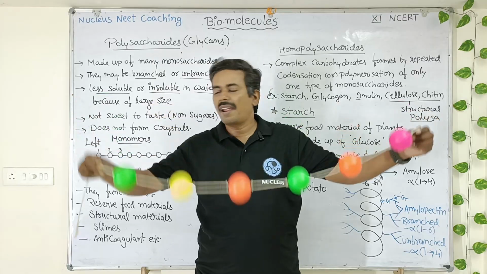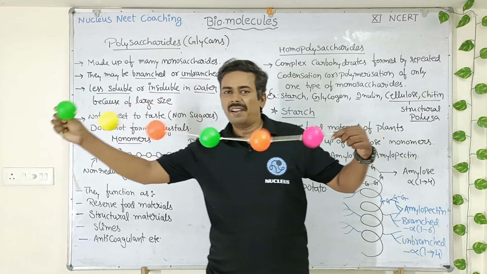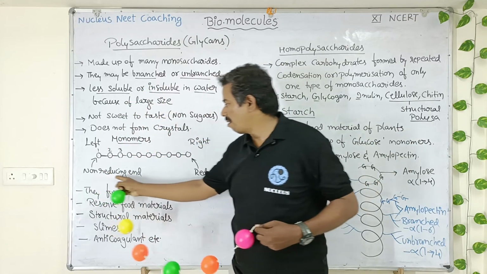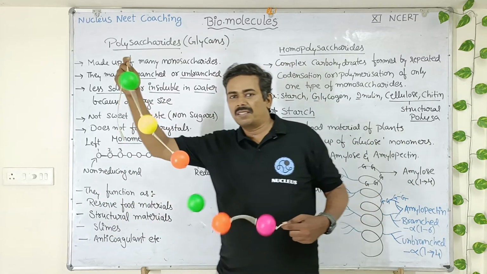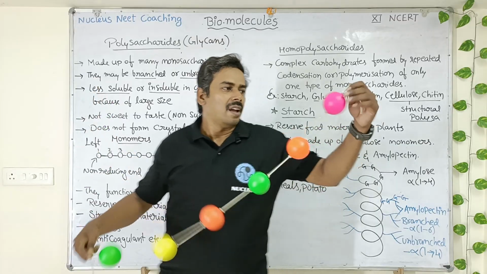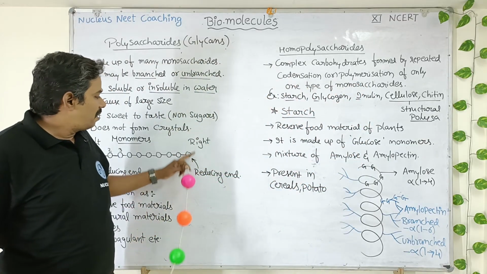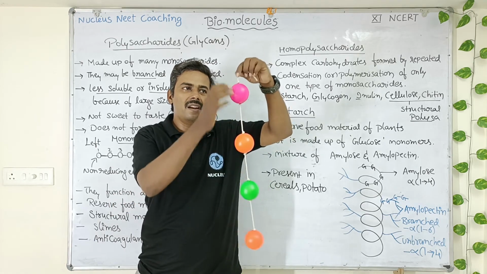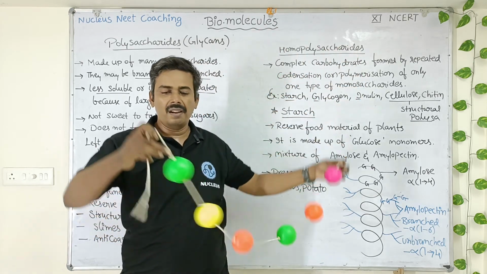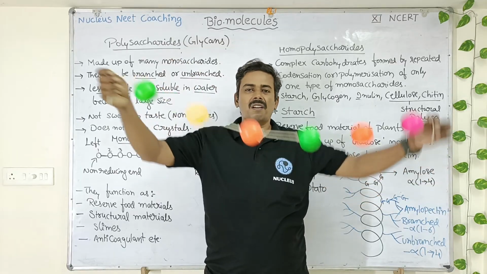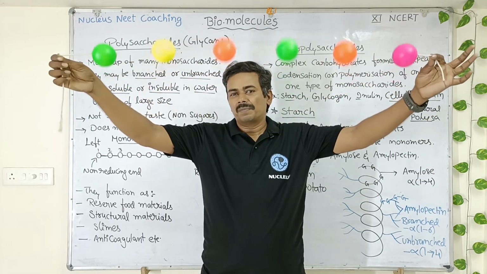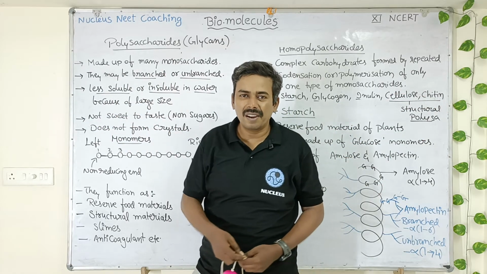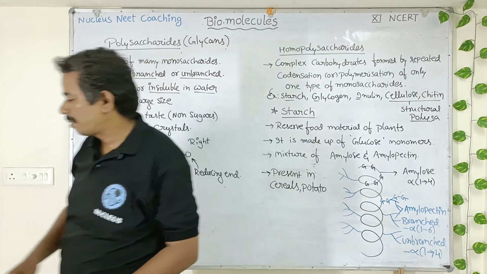In a polysaccharide, there will be left end and right end. The left end is called non-reducing end, and the right end is called as reducing end. So this is the reducing end, this end, and this end is non-reducing end of our polysaccharide. Understood the concept, students? Understood? Okay, now let us further discuss.